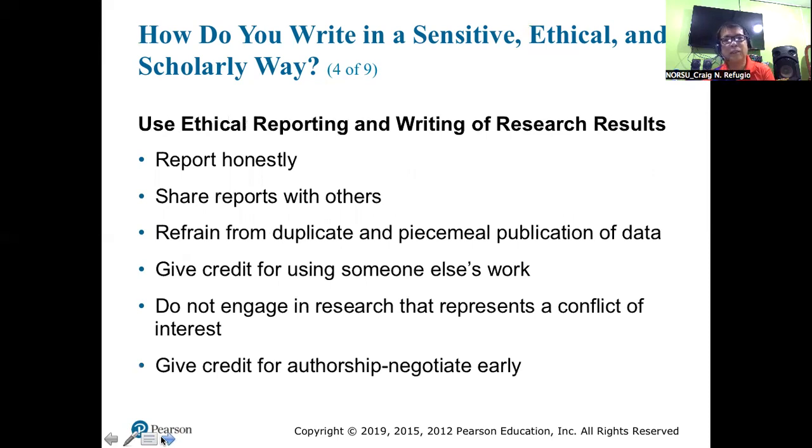Use ethical reporting and writing of research results. Report honestly. Share reports with others. Refrain from duplicate and piecemeal publication of data. Give credit for using someone else's work so that you will not be accused of plagiarism. Always have a citation if the idea is not yours. Do not engage in research that represents a conflict of interest. Give credit for authorship, and negotiate early if there are many claims for authorship.